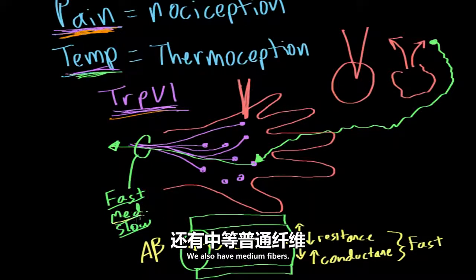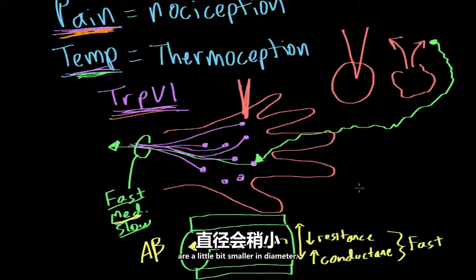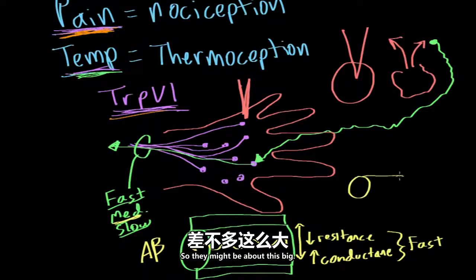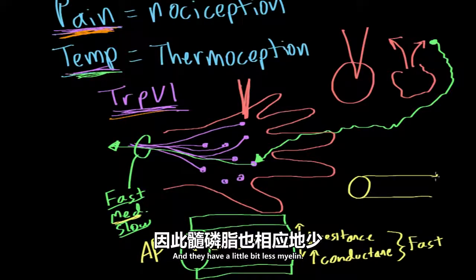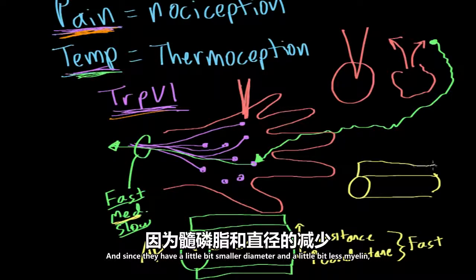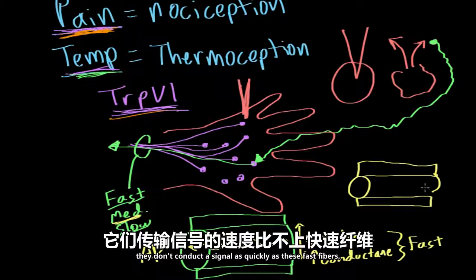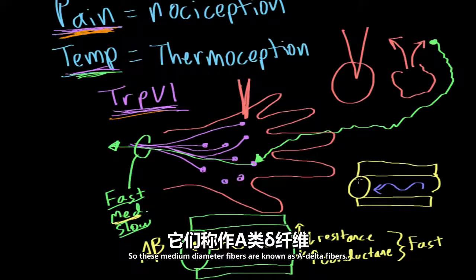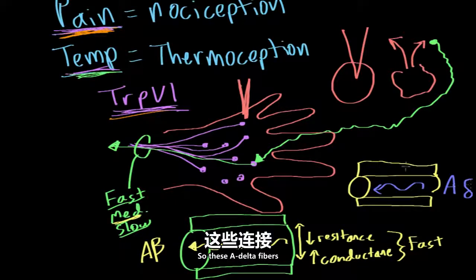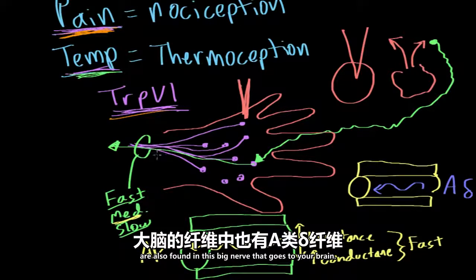We also have medium fibers. And basically these medium fibers are a little bit smaller in diameter, so they might be about this big, and they have a little bit less myelin. And since they have a little bit smaller diameter and a little bit less myelin, they don't conduct a signal as quickly as these fast fibers. So these medium diameter fibers are known as A delta fibers. So these A delta fibers are also found in this big nerve that goes to your brain.